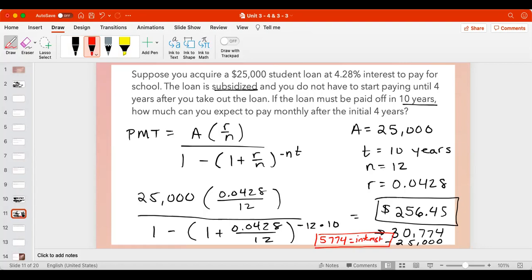So over those 10 years, you're paying this amount of interest.